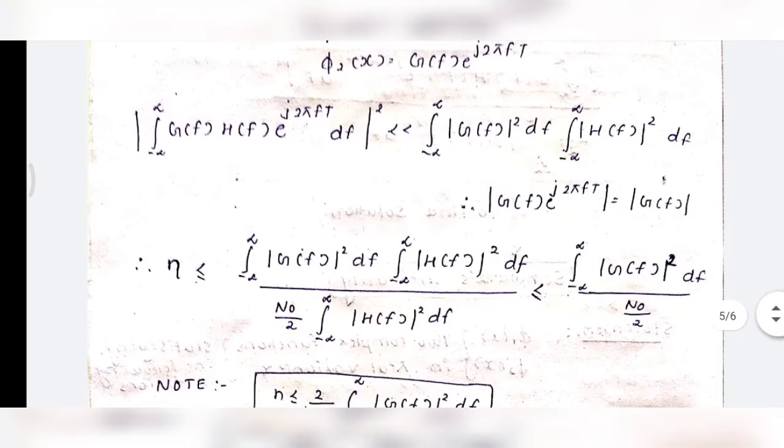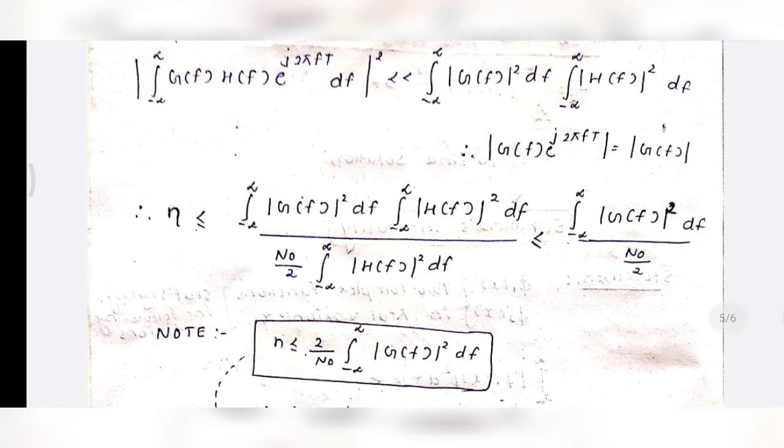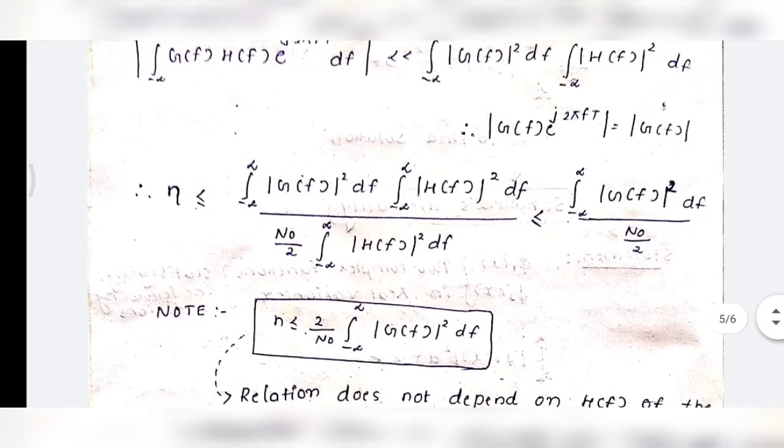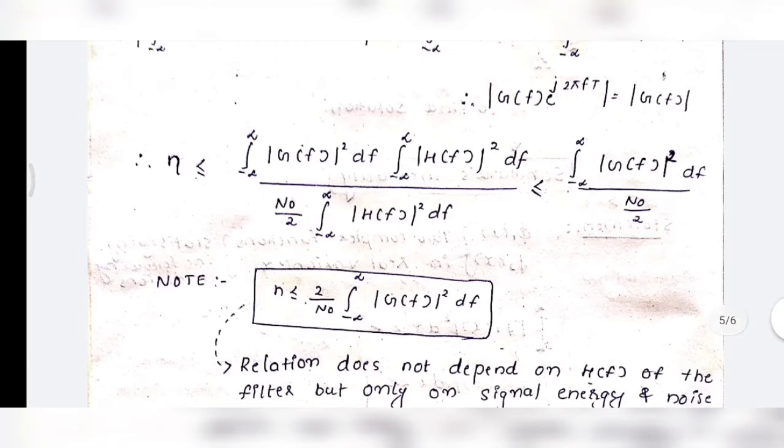Here g of f e raised to j 2 pi f t can be written as modulus of g of f. So, eta can be written as eta less than or equal to integral minus infinity to infinity modulus of g of f square integral minus infinity to infinity h of f square divided by n0 by 2 integral minus infinity to infinity h of f square df. Here h of f terms get cancelled, so we can write eta less than or equal to integral minus infinity to infinity modulus of g of f square divided by n0 by 2. Rearranging, we get eta less than or equal to 2 by n0 integral minus infinity to infinity modulus of g of f square df.